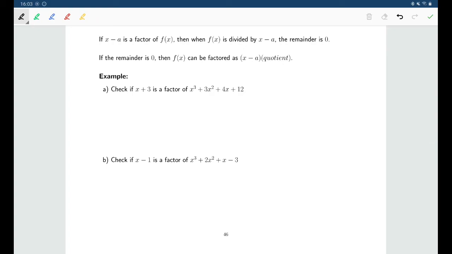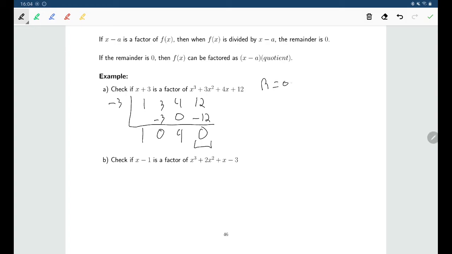So starting with 1x cubed, 3x squared, 4x, and 12. We're dividing by x plus 3, so minus 3. We bring down, we multiply, and we add. We multiply, and we add. We multiply, and we add. So this tells us the remainder is 0. That means that x plus 3 is a factor. The remainder is 0, so x plus 3 is a factor.